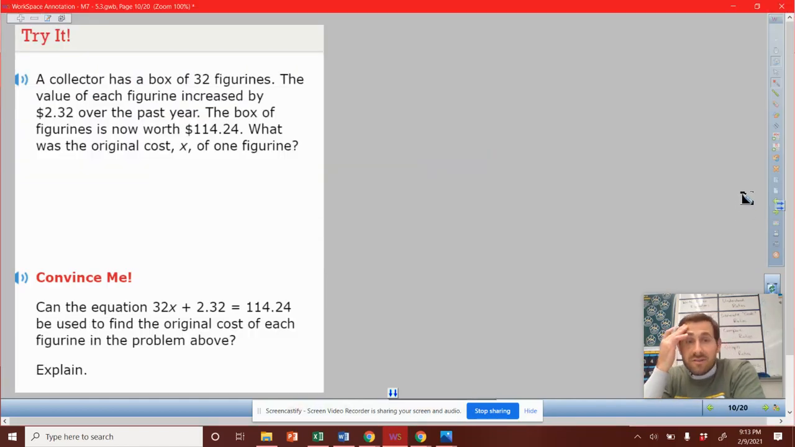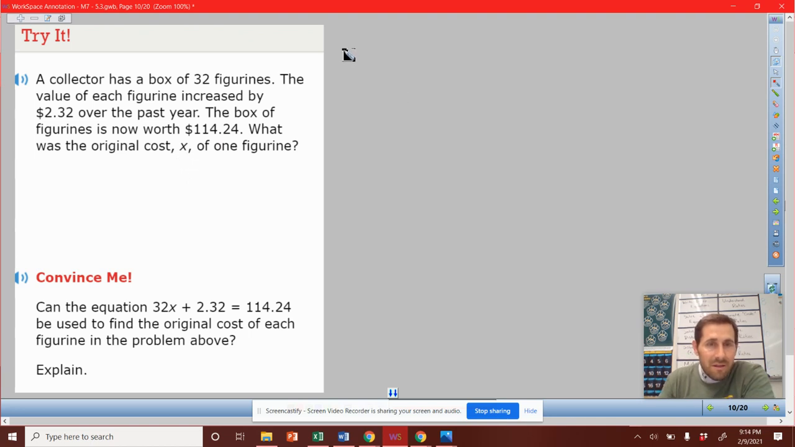A collector has a box of 32 figurines. The value of each figurine increased by $2.32 over the past year. The box of figurines is now worth $114.24. What was the original cost of the figurines? And they want you to have that as x.